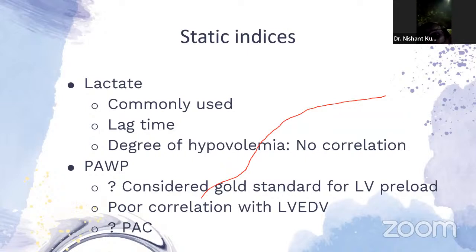So there are a lot of assumptions that we take into account when we are inserting a pulmonary artery catheter. Again, pulmonary artery catheter itself is not considered very safe. There are a lot of complications. It is not easy to insert. And you have to be really an expert to insert a PAC and interpret its findings. Next, please.